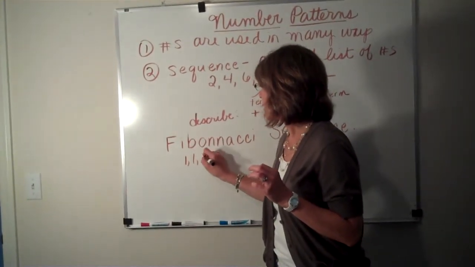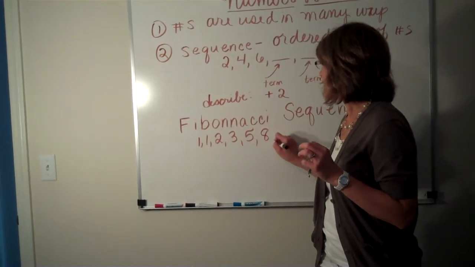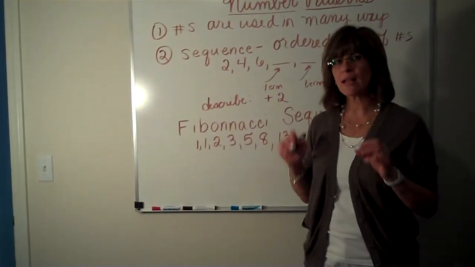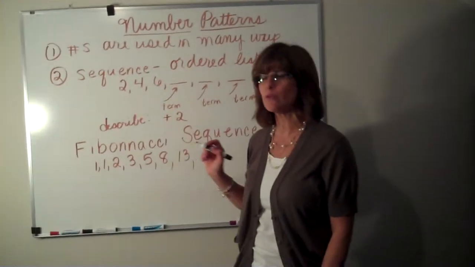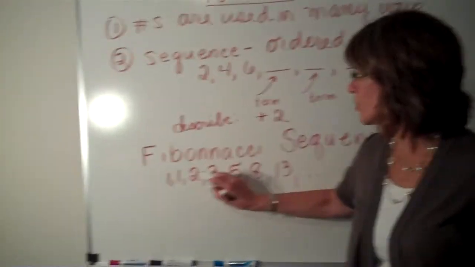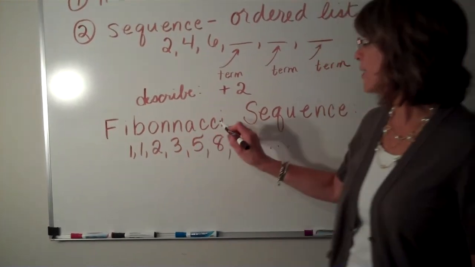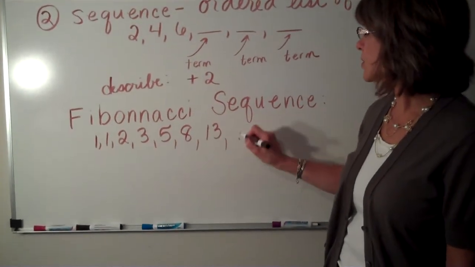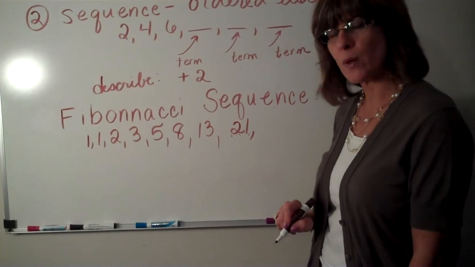And this is the Fibonacci sequence: 1, 1, 2, 3, 5, 8, 13, and so on. And what you do to get the next term in the Fibonacci sequence is you add the 2 terms before. So 1 plus 1 is 2, 1 plus 2 is 3, 2 plus 3 is 5, 3 plus 5 is 8, 5 plus 8 is 13, 8 plus 13 is 21, and then try to think about what the next one would be.